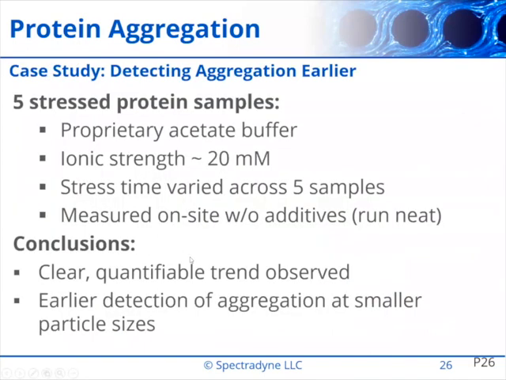So what I'm going to show here is 5 stressed protein samples. These were measured on site at a biopharma company. It's a proprietary mixture, so we don't know exactly what it was, but we know it was in an acetate buffer with an ionic strength of about 20 millimolar. The stress time was varied across the 5 samples. We don't know exactly what the stress was. It's probably just temperature or heat.